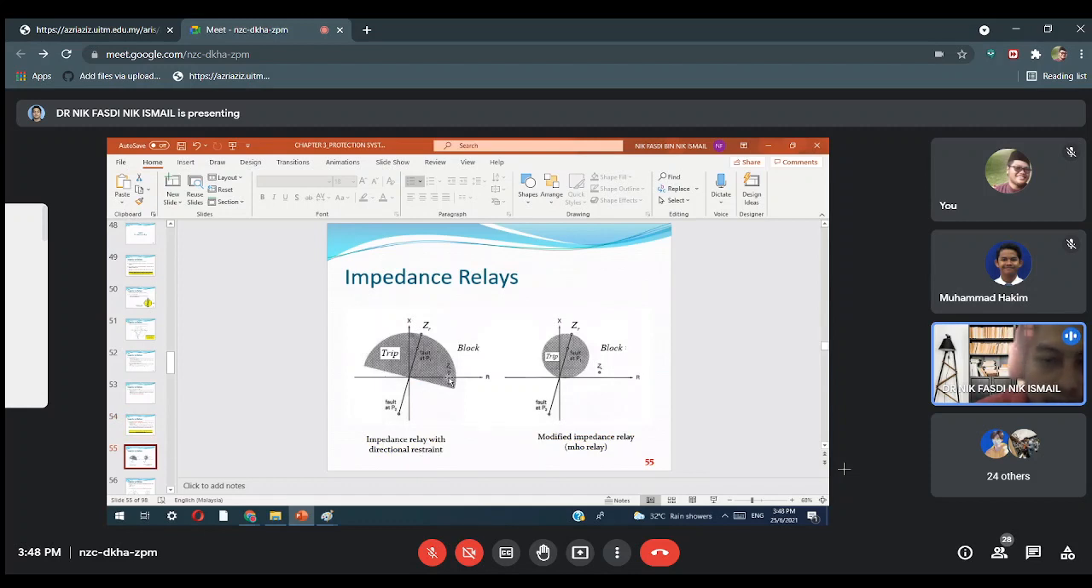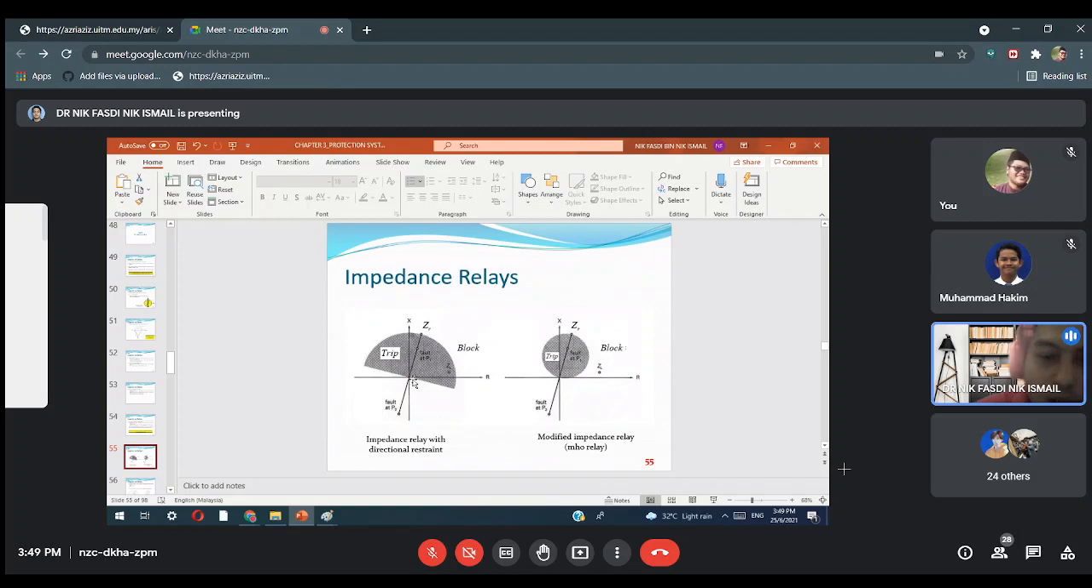So where is the trip region? Without the directional relay, it will trip as long as the Z is located within the ZR. But when you put in the directional relay, you get this curve, and the circle becomes a half circle. Why? It shows that the combination of this relay only operates in the forward direction.